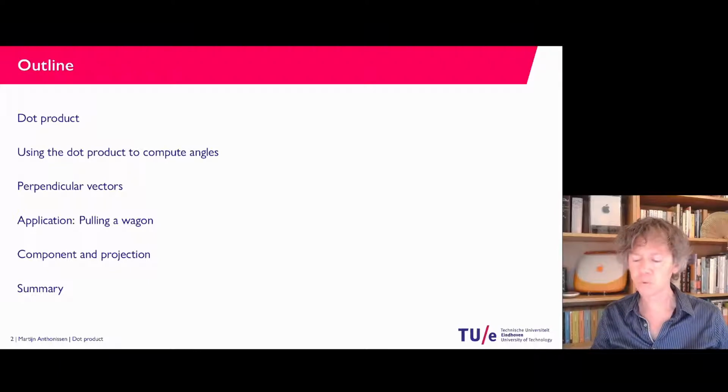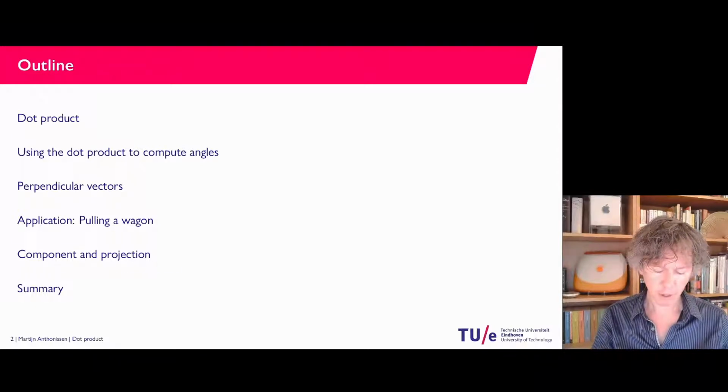And as an application, we will look at pulling a wagon. So if you have a wagon and you pull with a cord, then only part of the force that you put on the wagon will help move it forward. So we will have a look at that, and that will lead to the component and projection. So they are important definitions in that context. So let's have a look at the dot product.